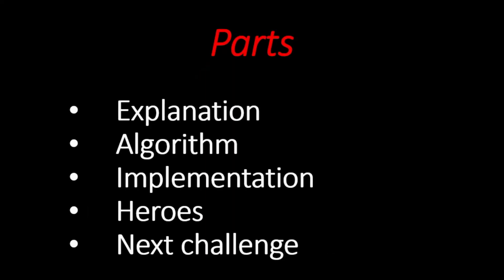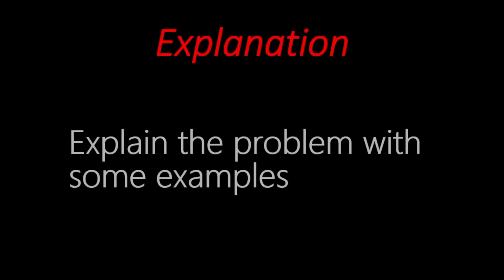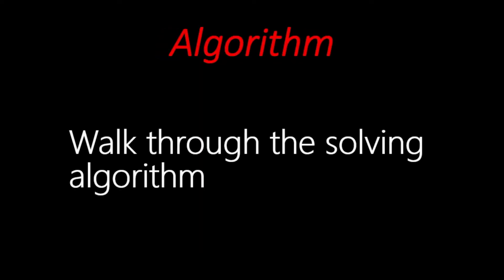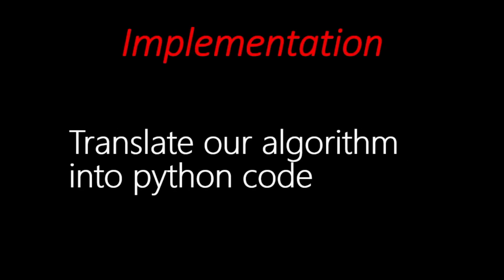Those parts are explanation. In this part, I'm going to explain what's the problem we're trying to solve in details. Algorithm. In this part, we're going to work through the algorithm we will use to solve the problem. Implementation. In this part, we're going to translate our algorithm into Python code.